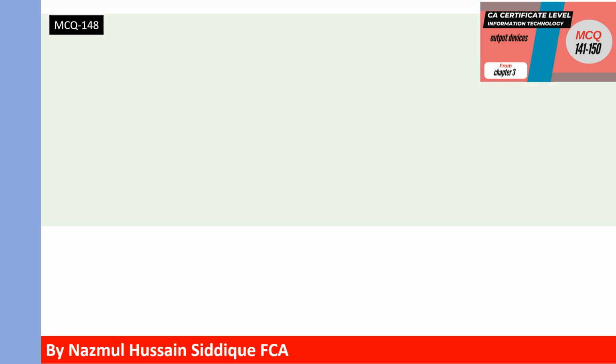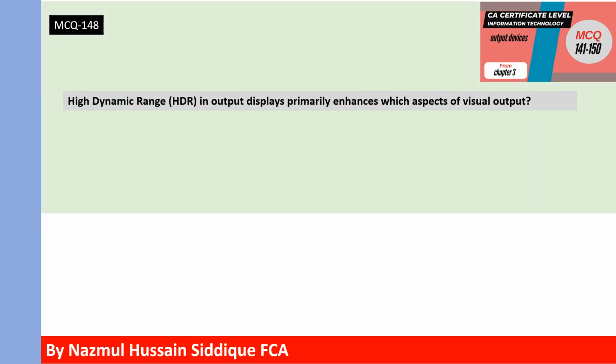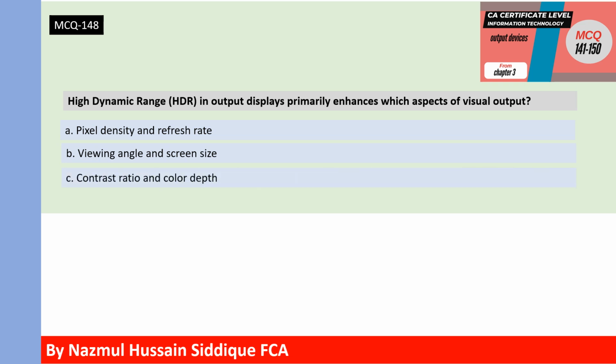Next question. High dynamic range, HDR, in output displays primarily enhances which aspects of visual output? Option A, pixel density and refresh rate. Option B, viewing angle and screen size. Option C, contrast ratio and color depth. Option D, resolution and frame rate.